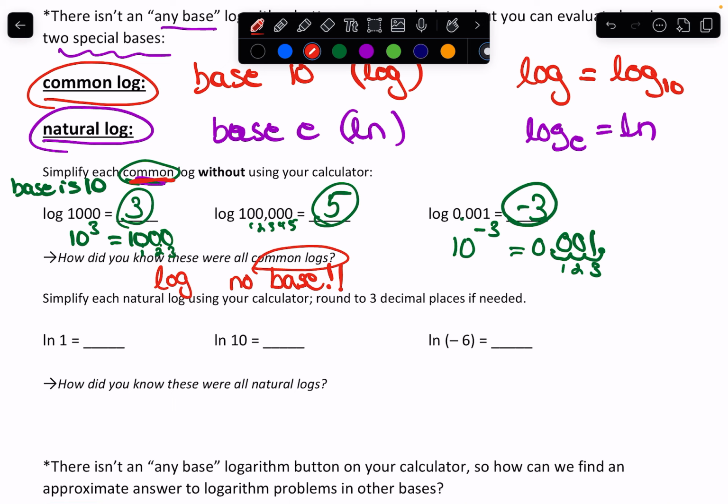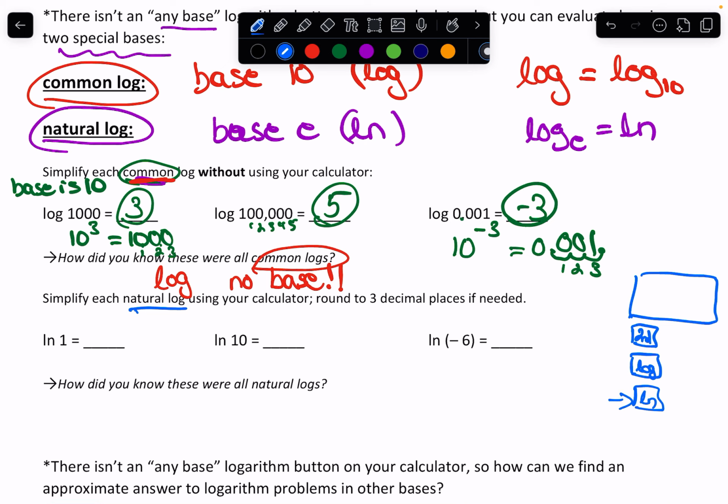Okay, let's look at simplifying each natural log, and now we're going to use the calculator. So again, on the calculator, you have the ln button. It's on the left. If you go from the top of the calculator, so you've got your calculator screen right here, on the left here, you have a second. Then this next button is the log, and the third one is the ln. So this is what you're going to be pressing.